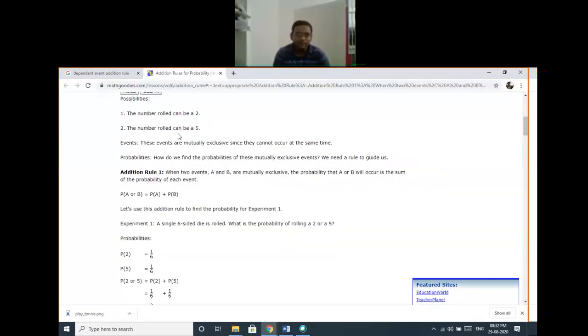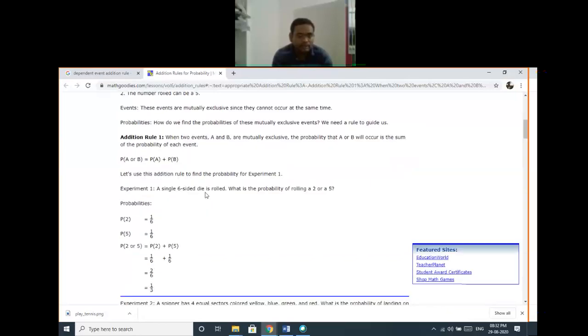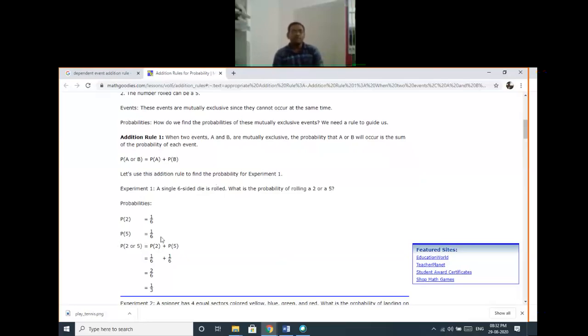If 2 happens, then there is no chance of 5 happening. So the addition rule: when two events A and B are mutually exclusive, the probability that A or B will occur is the sum of the probabilities of the events. So it will be 1 by 6 plus 1 by 6. A single six-sided die is rolled. What is the probability of rolling a 2 or a 5? The probability of 2 is 1 by 6, and the probability of 5 is 1 by 6.